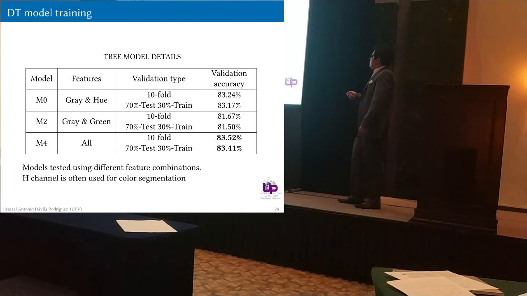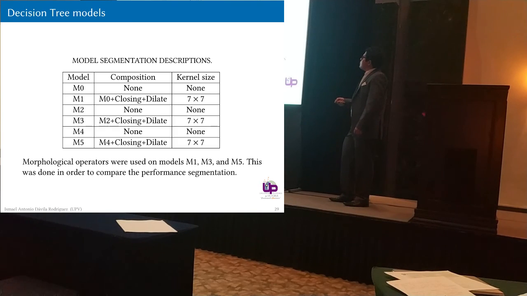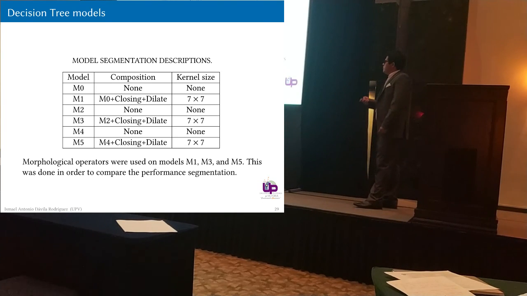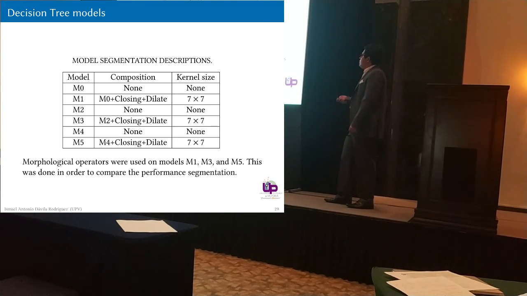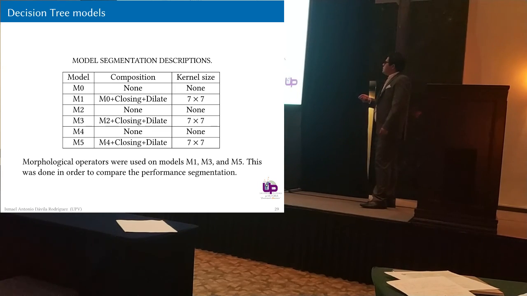If you see the testing in Weka, the M4 was the best model. And if you see here, only M1, M3, and M5 have morphological operators in the output to get a better performance. The kernel size was 7 by 7, and the morphological operation was the close and dilate functions.